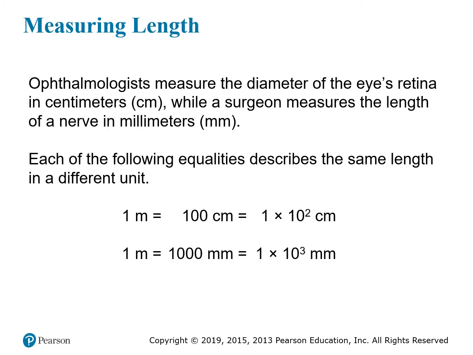This system takes some getting used to, but one advantage of the metric system is that there's just one base unit for each type of measurement you can make. For length, it's the meter, abbreviated by little m. By using prefixes, you can turn the meter into a unit that's more convenient for the range of measurements you typically make. For example, an ophthalmologist or eye doctor might measure the diameter of your retina in centimeters, cm, while a surgeon would measure the width of a nerve or blood vessel in millimeters, mm. But whatever you use, it can always be easily related back to the base unit.